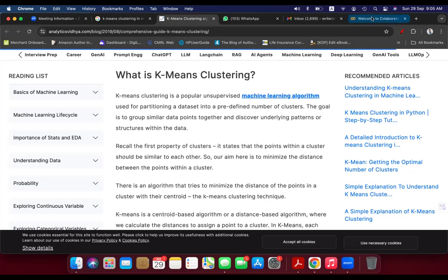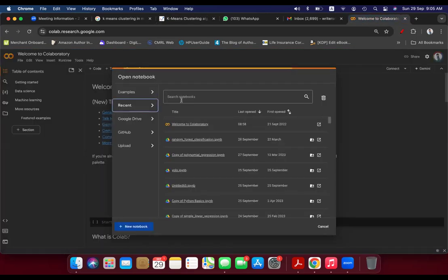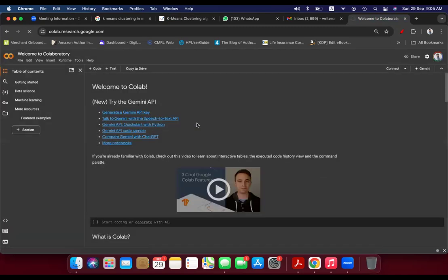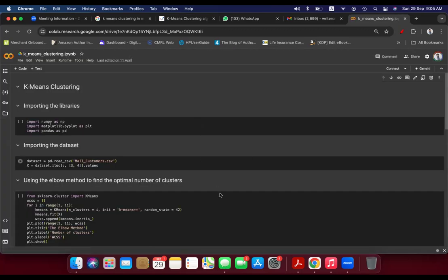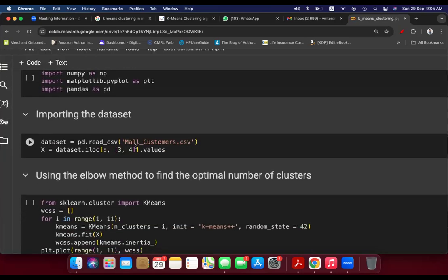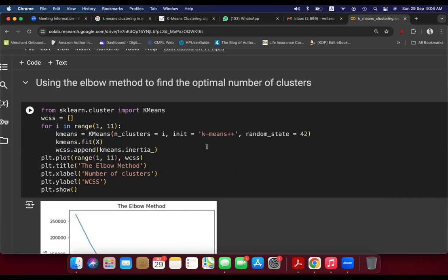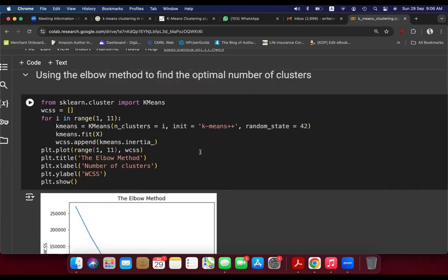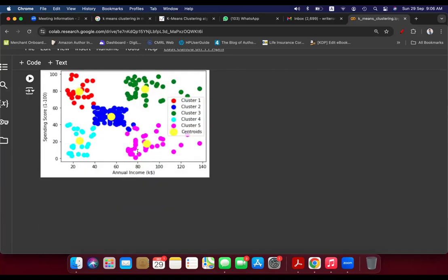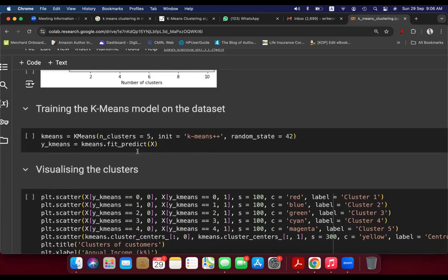And before that, I want to open up k-means. So I hope you are viewing my screen. So this is based on all customers' data. If you see, using this K-means, I will show you after this. That's it. This is all about the K-means clustering.